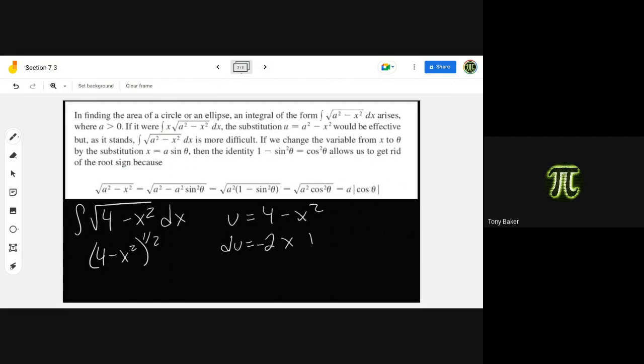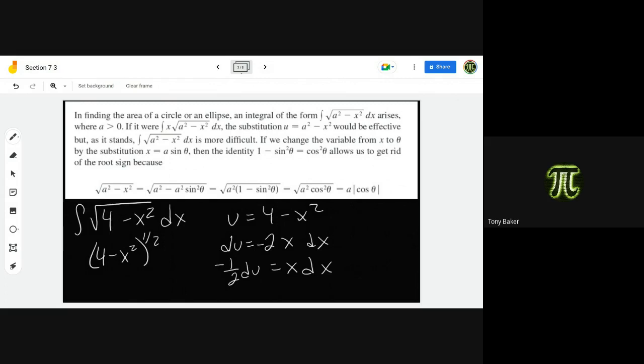Negative 2x. So this would be fine if I had an x. Since I have nothing else around this square root, there's actually nothing we can do for it. So with what we have right now, you're kind of stuck. We don't have a method to do a substitution here to figure it out.